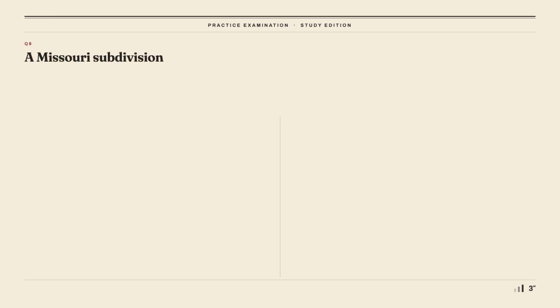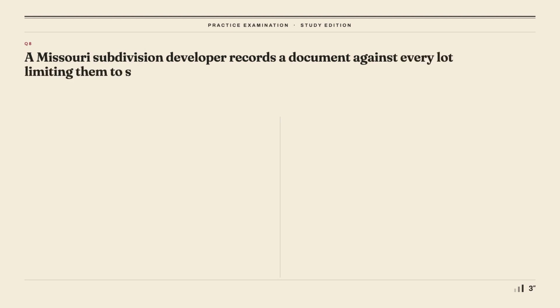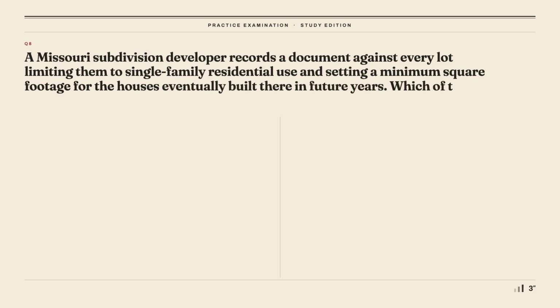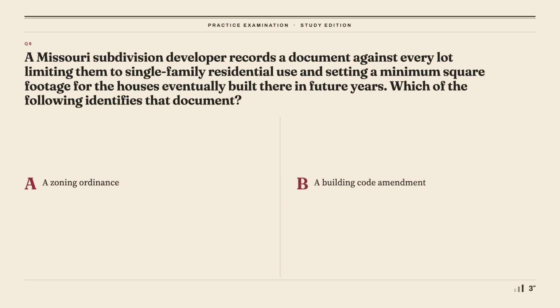Question 8. A Missouri subdivision developer records a document against every lot, limiting them to single-family residential use and setting a minimum square footage for the houses eventually built there in future years. Which of the following identifies that document? Your options are A, a zoning ordinance, B, a building code amendment, C, covenants, conditions, and restrictions, D, a conditional use permit. Got a guess? Lock it in.